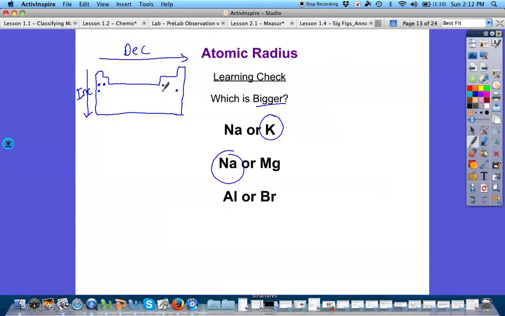When we go down, we increase. But then we decrease. So if you see, we are decreasing by 1, but then we're increasing, and if you could just count the blocks on your periodic table, you are decreasing by 1, 2, 3, 4. So aluminum is going to be bigger than bromine.